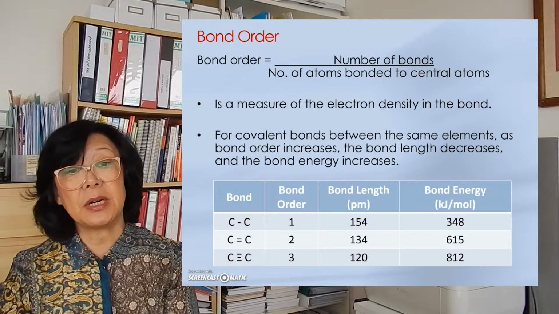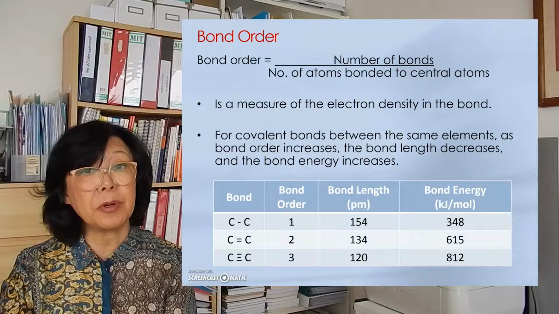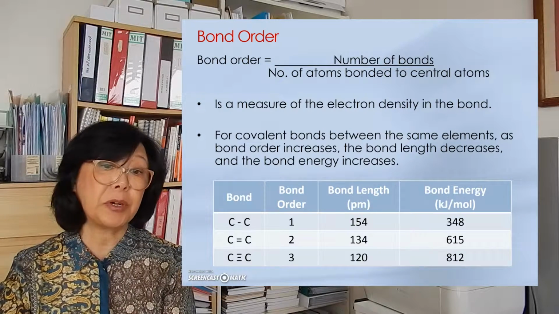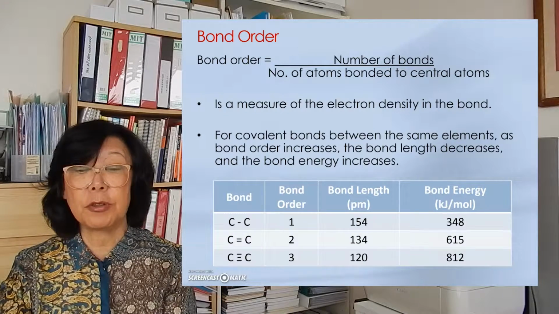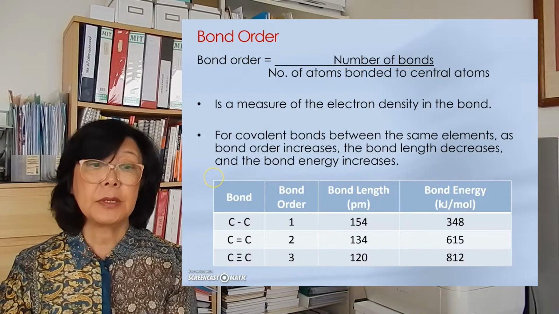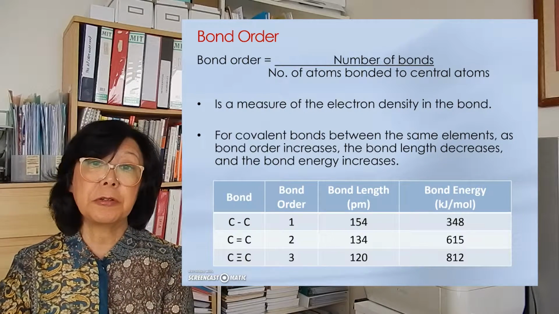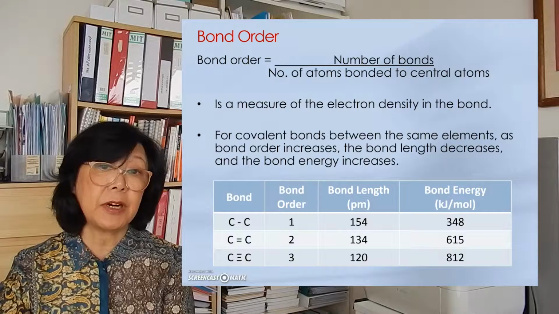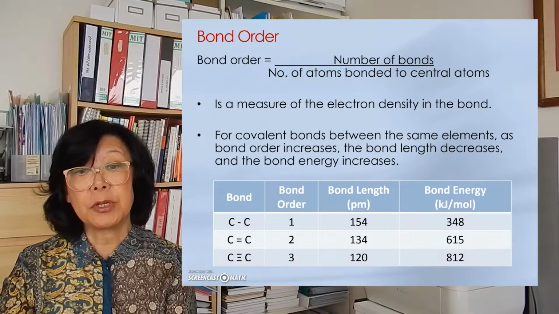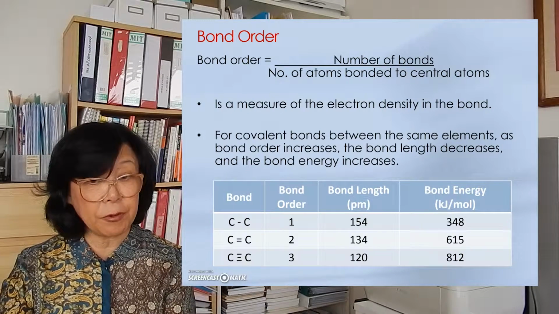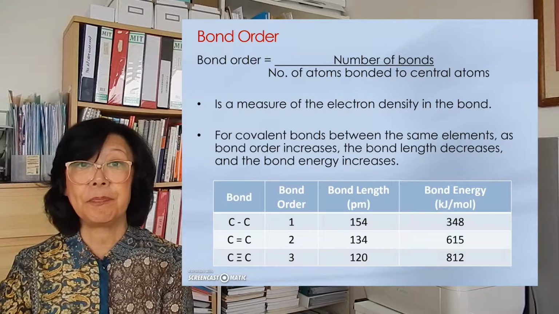Now, if you look at the carbon single bond, bond order is 1 because there's only one bond divided by one bonding atom. Bond length is 154 picometers, bond energy 348 kilojoules per mole. Now when we move on to the carbon double bond carbon, the bond order is 2 bonds divided by one atom. So the bond order is 2, with a bond length a little bit shorter now, 134 picometers, but the bond energy is stronger at 615 kilojoules per mole.